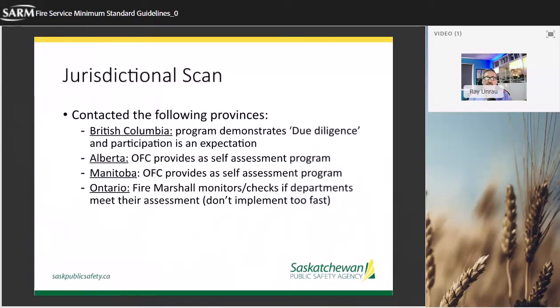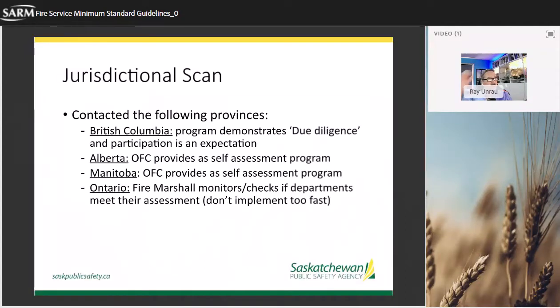So what we're doing here, just to give you context, is a hybrid model between the British Columbia model, with a lot of the checklists and approaches there, and the Manitoba model, with how they rolled this out, which is more of a paper-based product. So we have this hybrid. And again, the OFC in Manitoba did this as a self-assessment program as well. I should mention that none of those programs are mandatory, and we're definitely following that all along.